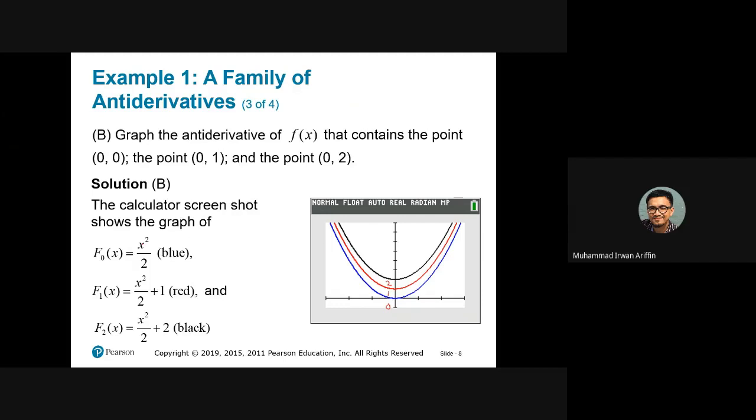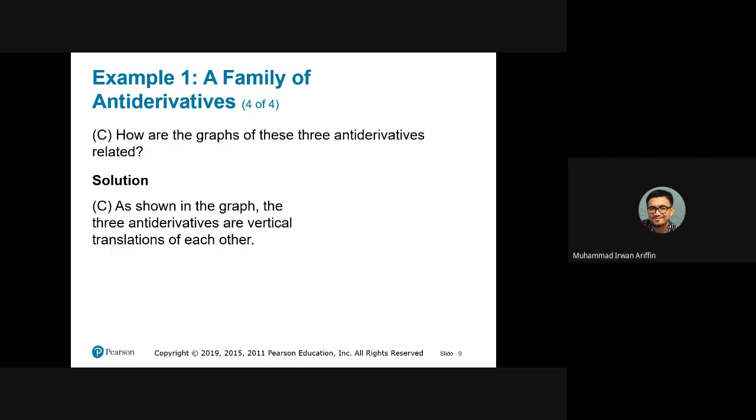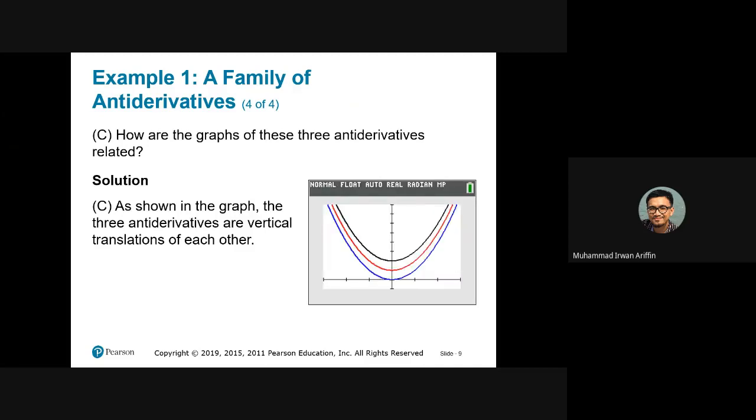Take note, this is x squared. If you want to check for the concavity, the second derivative would be positive, so that's why it would be concave upward. And finally, how are these three antiderivatives related? The three antiderivatives are vertical translations, or simply shifts, of each other. It depends on the value of k. The value of k is the only thing that makes these antiderivatives different, like what has been said in theorem 1.